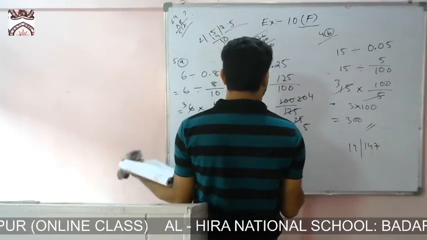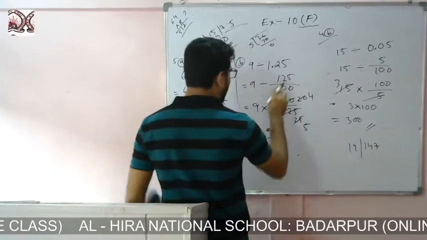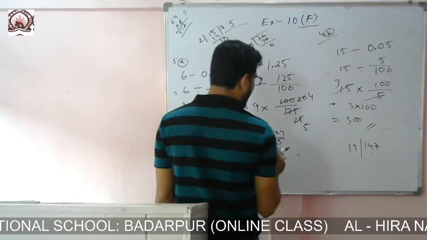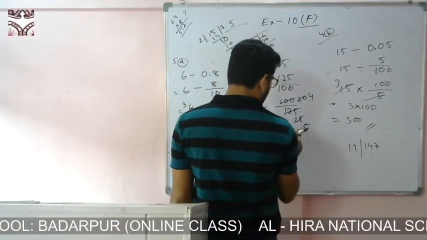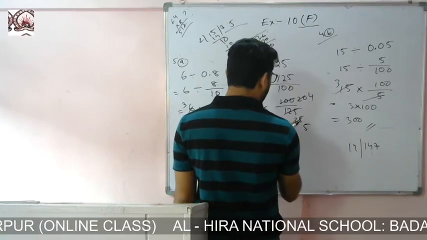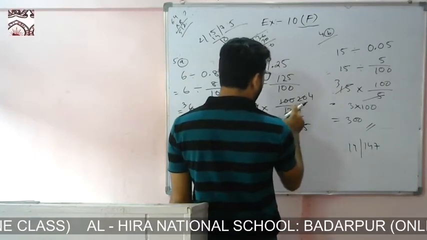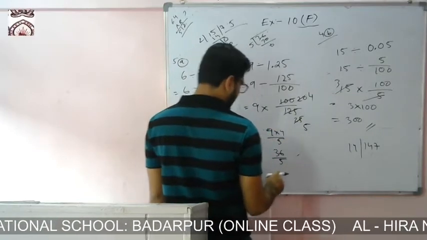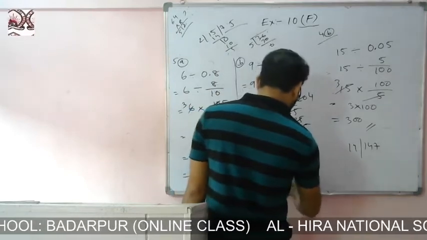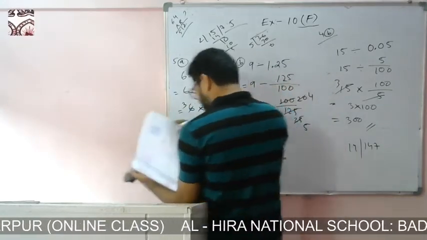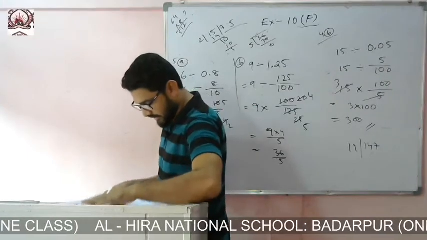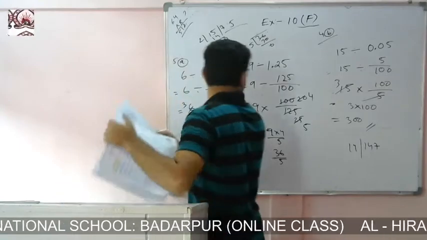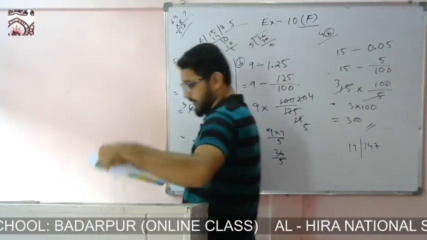Nine divided by 1.25. Okay. Let us check again. 9 into 100 by 125. Okay. 5 into 25, 5 into 20, again 5. So if we take, then let us check the question. We are dividing 9 by 1.25.